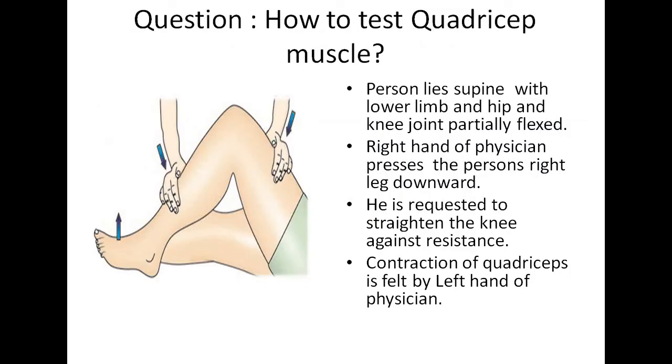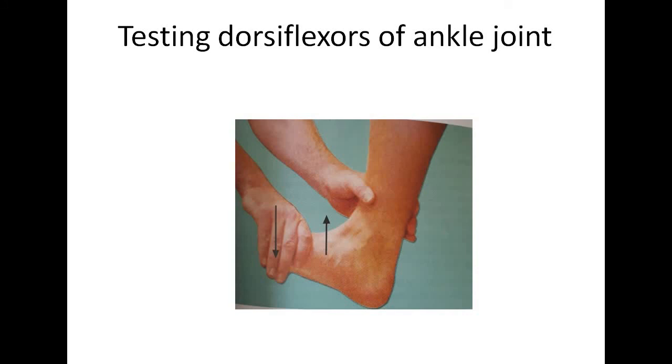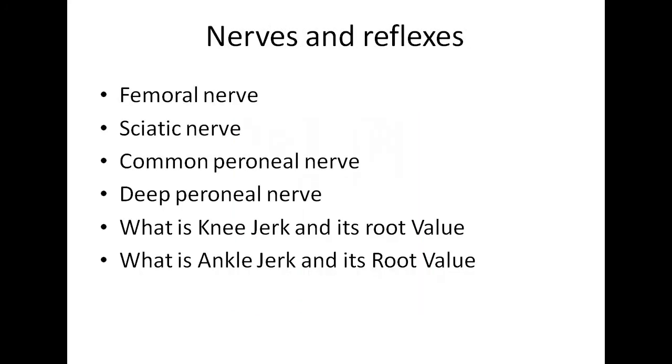How to test the quadriceps muscle. The person lies supine with the lower limb, hip and knee joint partially flexed. The person is asked to straighten the knee against resistance, and contraction of the quadriceps is felt by the left hand of the physician. Here is the way to demonstrate testing of power of dorsiflexors of the ankle joint against resistance.